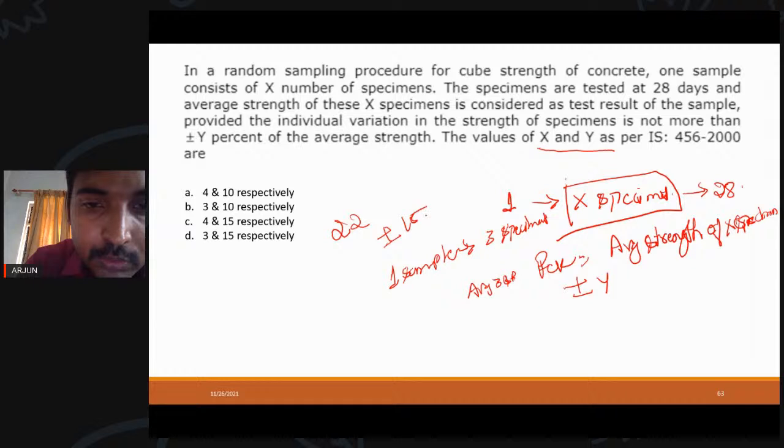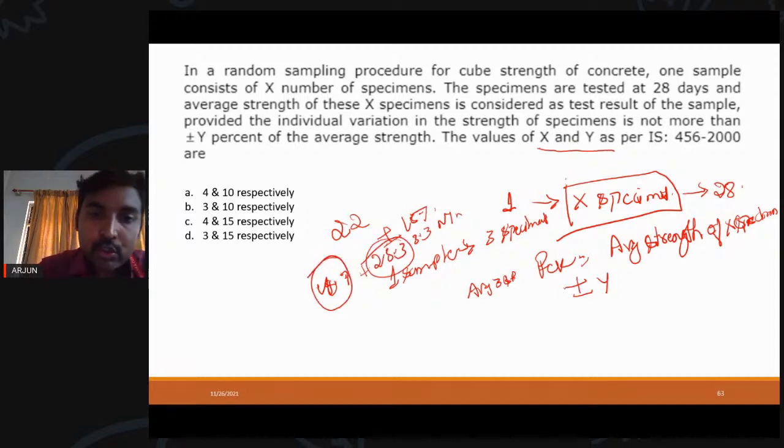plus or minus 15% of 22 is around 3.3 Newton per mm square. So that means the individual compressive strength of each specimen should not be less than 18.7 MPa or more than 25.3 MPa. It should not exceed 25.3 and it should not come below 18.7. So that means the 15% variation is allowed.